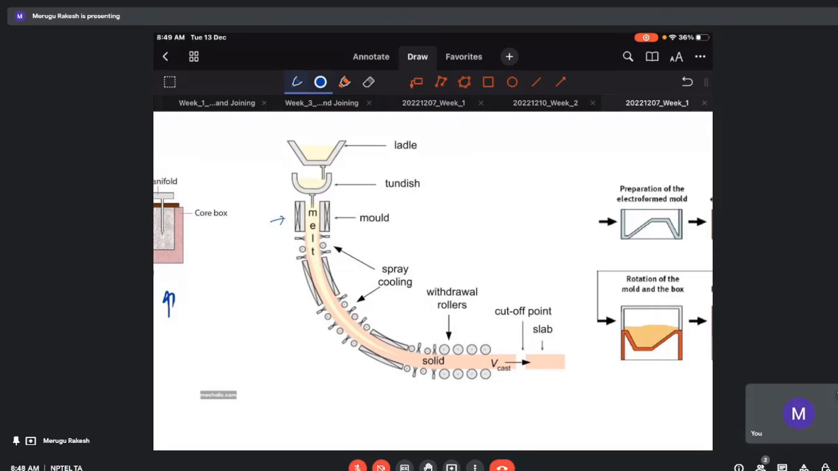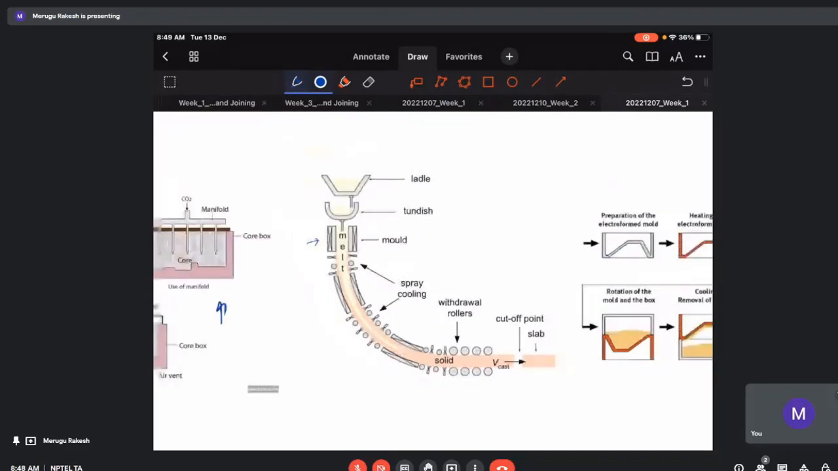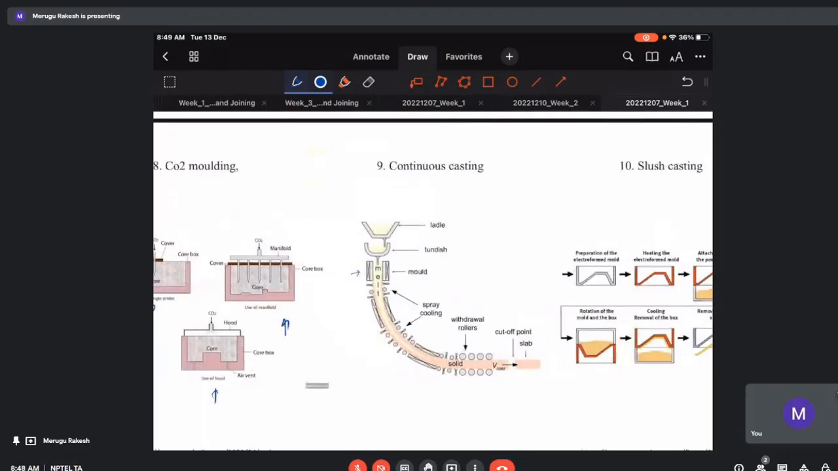During this whole process, the melt liquid will convert into solid. As you can see, the color difference. This is how we directly get the slabs. So this is continuous casting, used in very high-end processing plants.